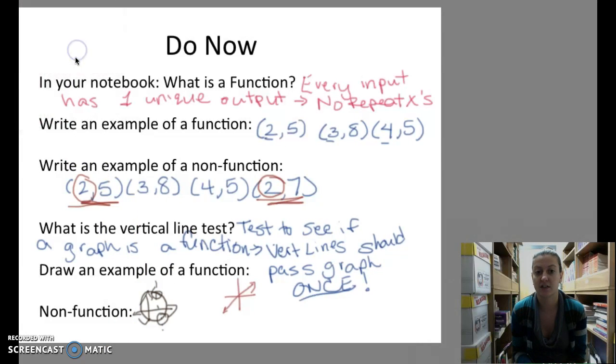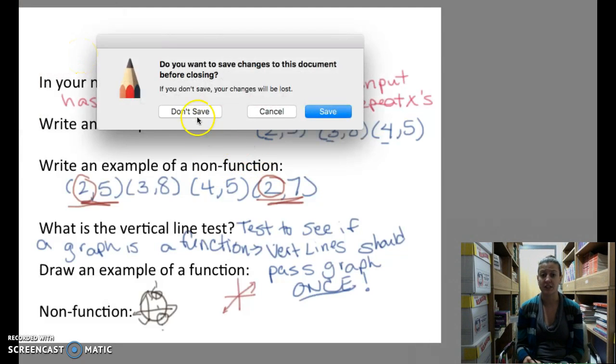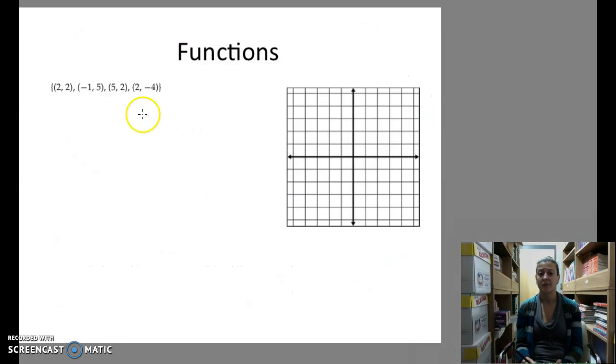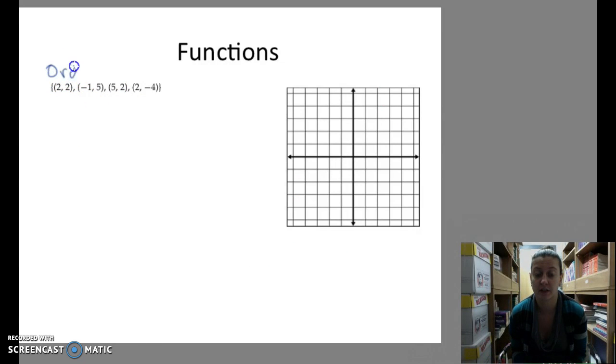Next slide. So let's talk a little bit more about functions. Functions, we have a lot of different ways we can write them. These are ordered pairs. Now this ordered pair, stop right here. Is this a function? Yes or no? No, it is not. Why not? Because of this guy and this guy, right? So what I'm going to do right now is I'm going to put this one in red to show that this is a bad one. We don't like this one.